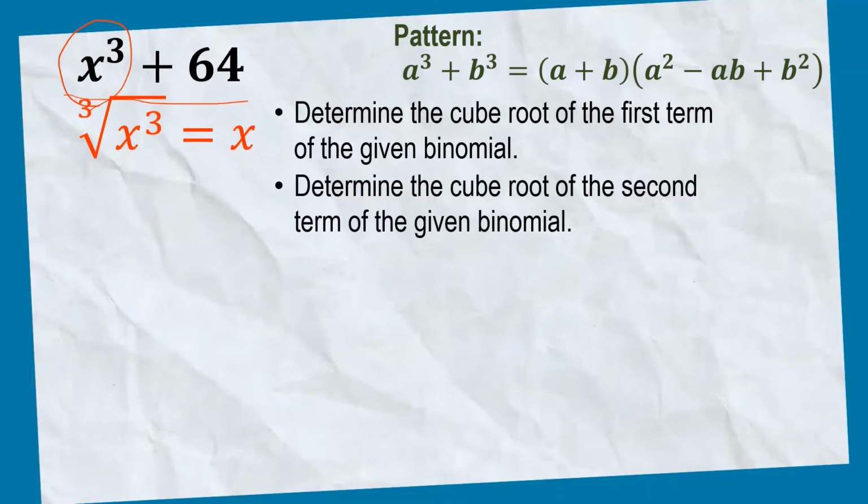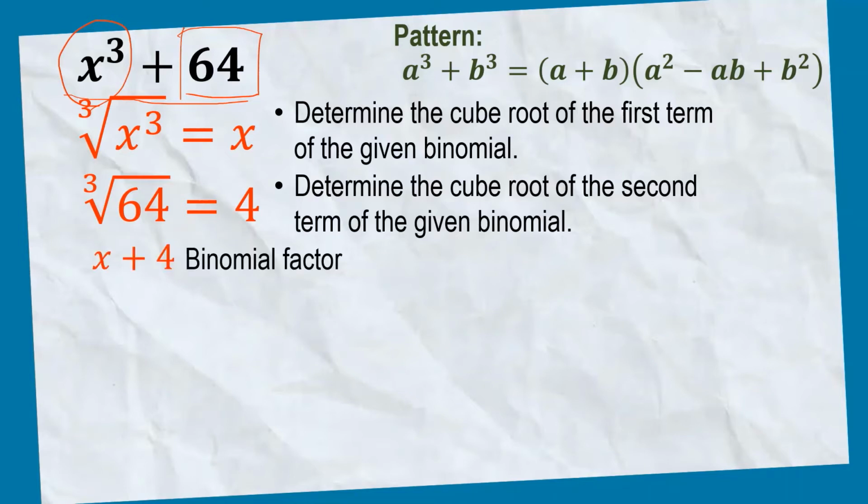Next step, determine the cube root of the second term of the given binomial. So ang second term naman po natin dito ay 64. So get the cube root of 64, which is equal to positive 4. Next, we can now identify the binomial factor, which is x plus 4. In this case po, pwede na po nating sabihin na si x ay ang ating a at si 4 ang ating b sa ating pattern na ito.